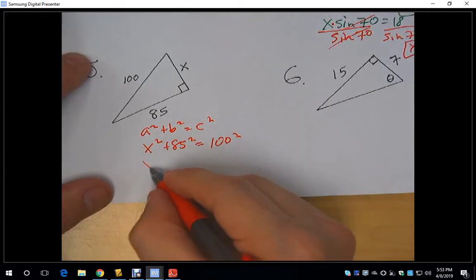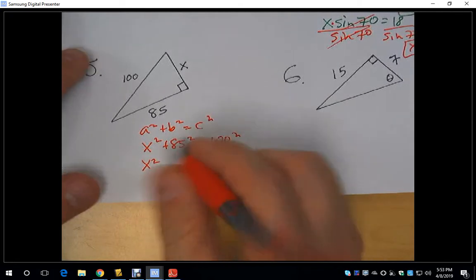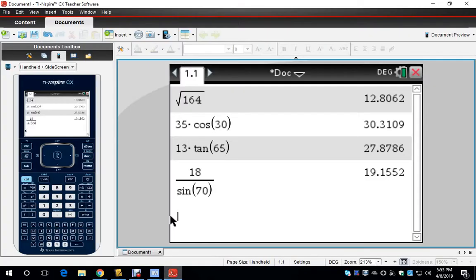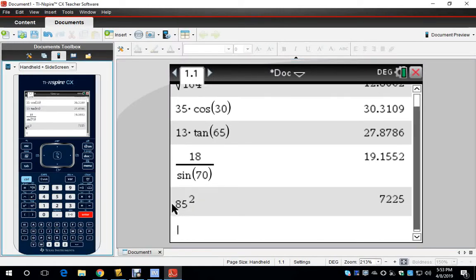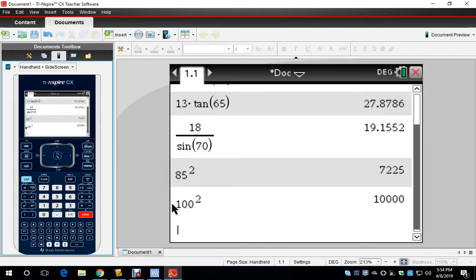Now, we have x squared. I'm not actually sure what 85 squared is, so I'm just going to use my calculator really quick. I have 85 squared, and that gives us 7,225. And then 100 squared is 100 times 100, which is going to give me 10,000.